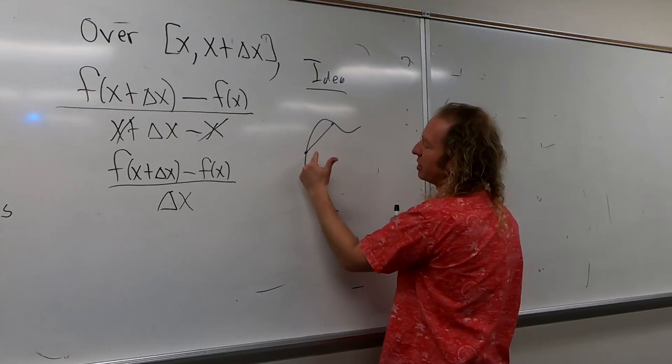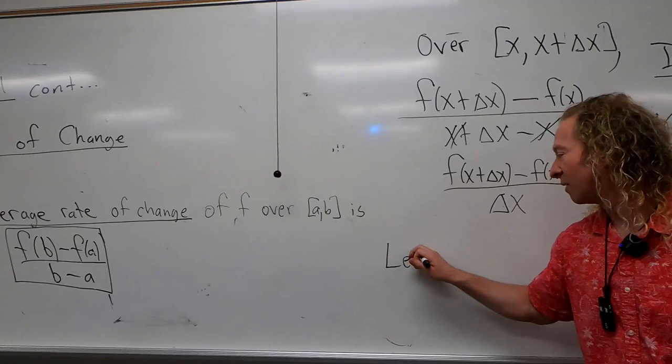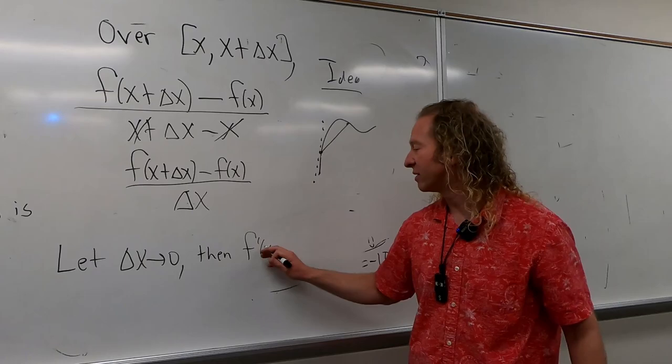What we're doing is we're taking the limit of this. And when you take the limit of this, you get infinitely many secant lines, and they approach a line that just touches. That's called the tangent line. The slope of the tangent line is the derivative. So if you let delta x go to 0, let's formalize that. If you let it go to 0, then the derivative of f of x is equal to the limit of that expression.